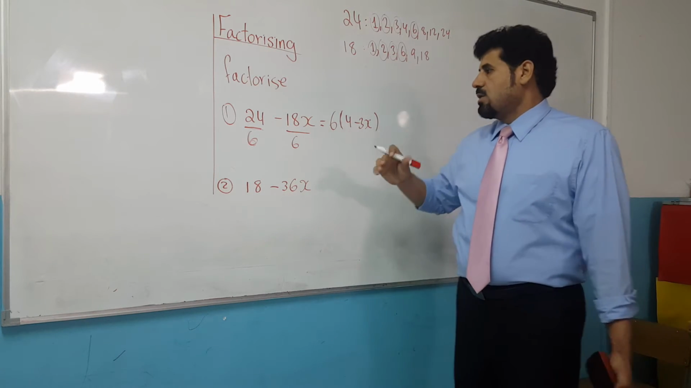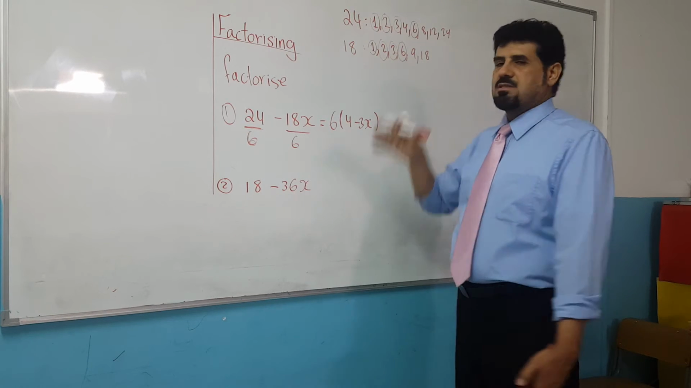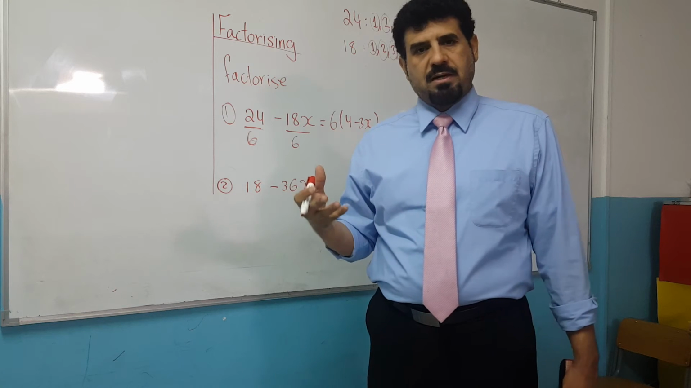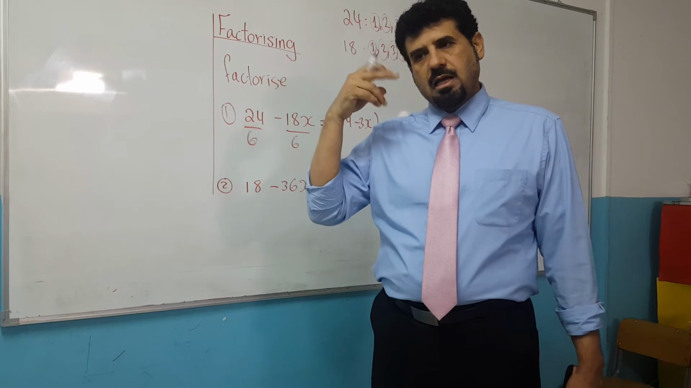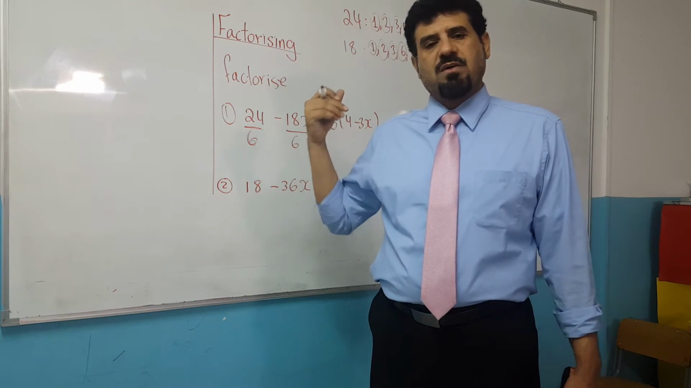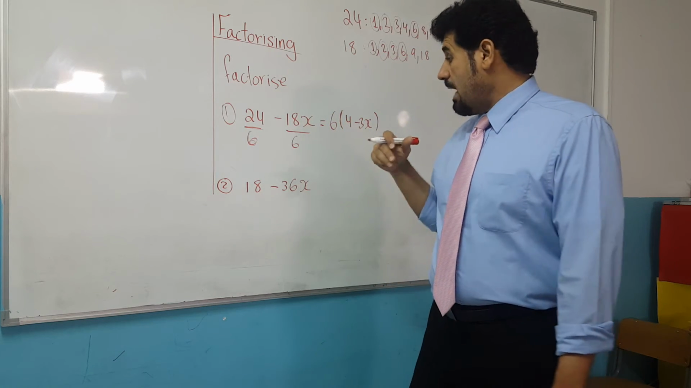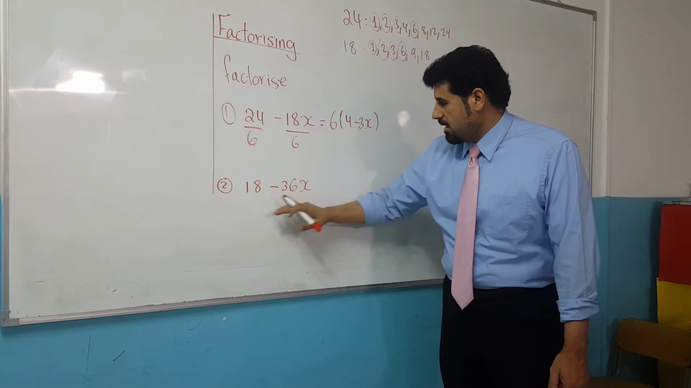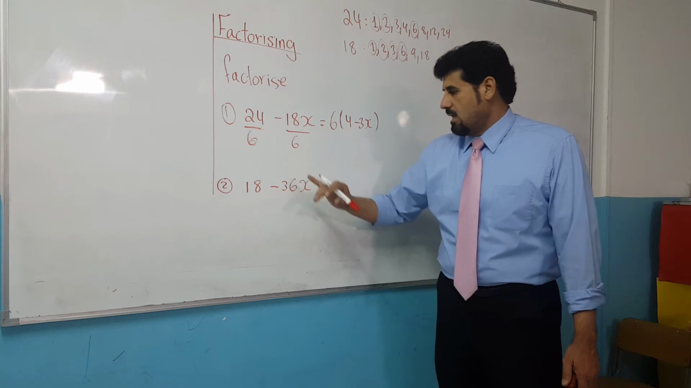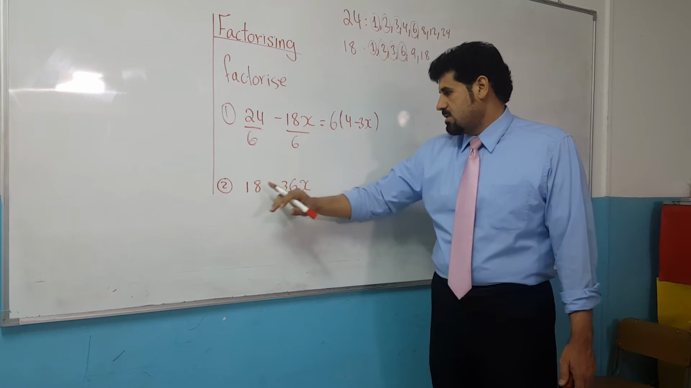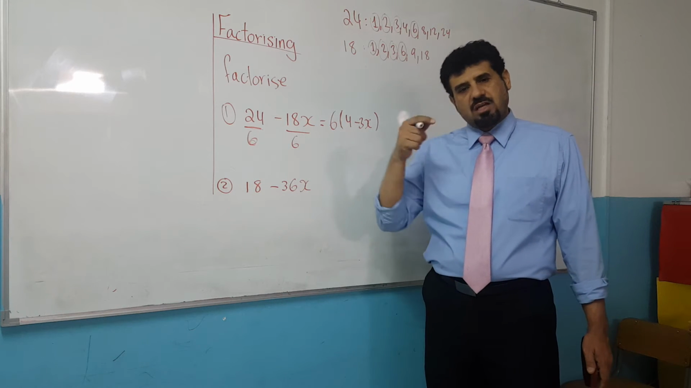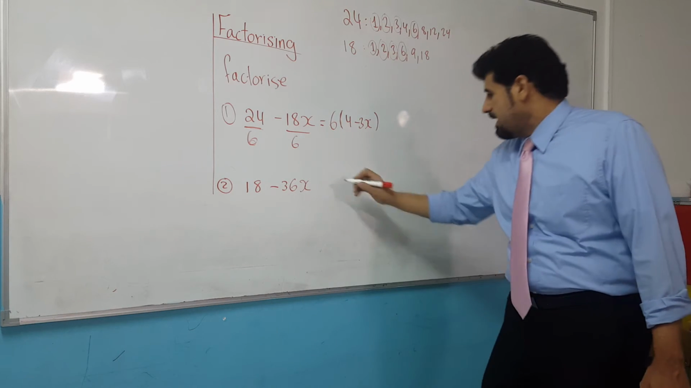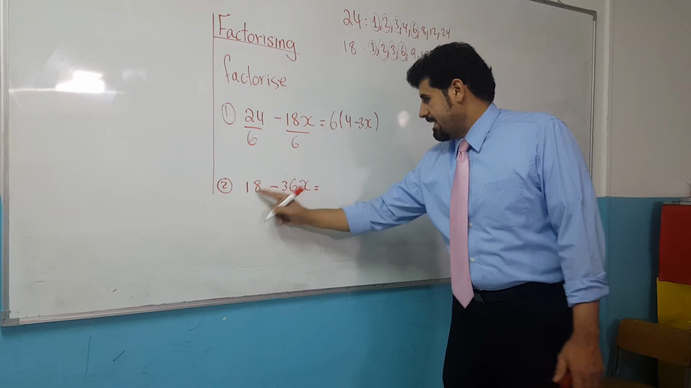Different numbers. You don't have to list all the factors for every single question. You should be able, or you are expected actually, to think about the highest common factor, and then you find it mentally. You don't need to write anything. So let's go to the second one. 18 minus 36x. Again, I need to factorize that. So 18 and 36. I think about all the factors, and then I need to think about the highest common factor. In this case, it's 18.